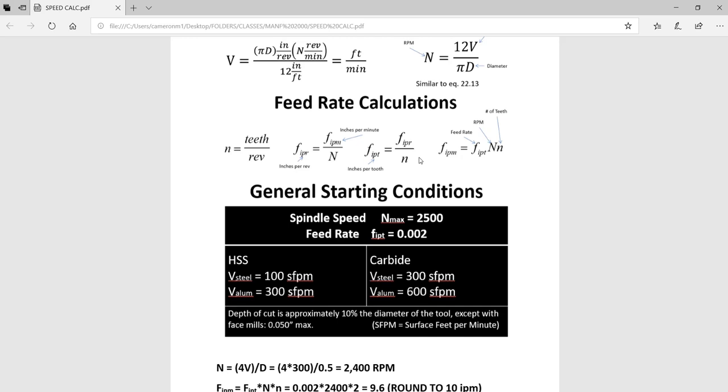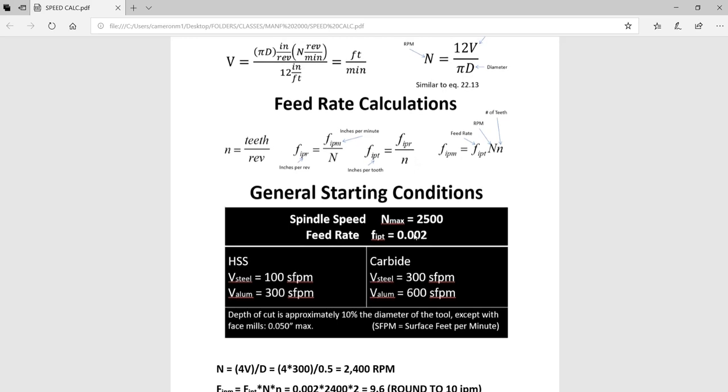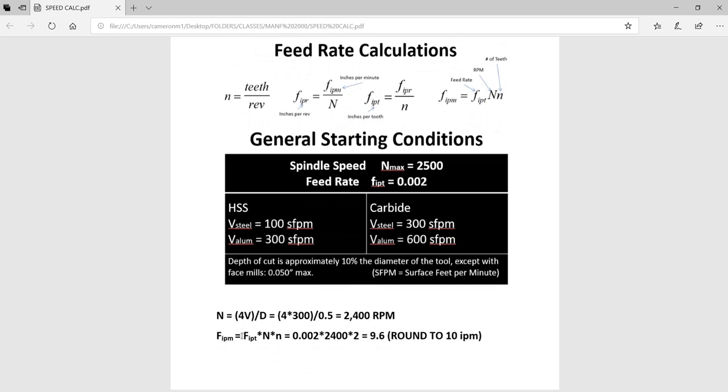This is going to vary largely by tool type. A lot of the manufacturers of tools will specify what the inches per tooth is. Most of our tooling is set for 0.002 inches per tooth. So we're going to take 0.002, multiply that by 2,400 RPM, and then our ½ inch end mills have 2 teeth. We multiply all those together, and that's going to give us a feed rate of 9.6 inches per minute.